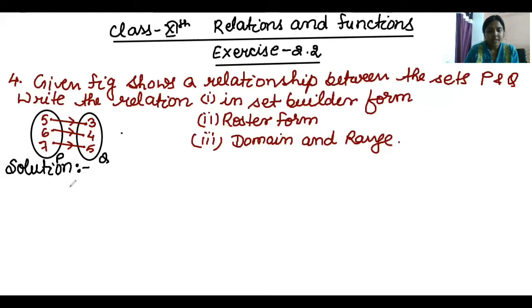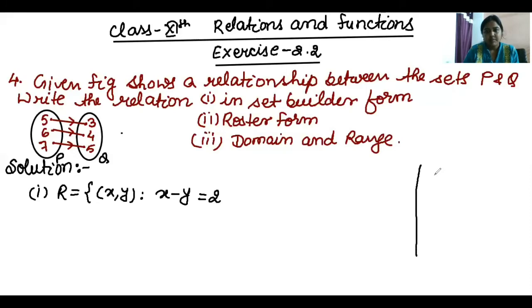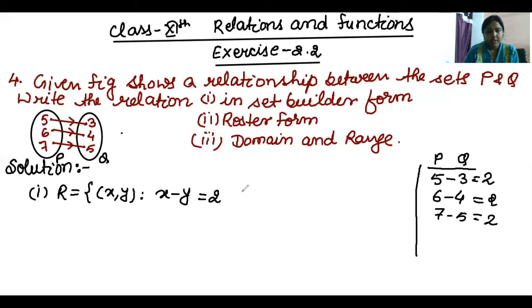So I'm going to write this rule in the set builder form. So R we can write here {(x, y) such that x minus y is equal to 2}. Just now I have told you that when we are taking 5 minus 3, we get 2. 6 minus 4, this is P element, this is Q element, so this is again 2, and 7 minus 5 we are getting 2. So x belongs to P and y belongs to Q. So this is the set builder form.